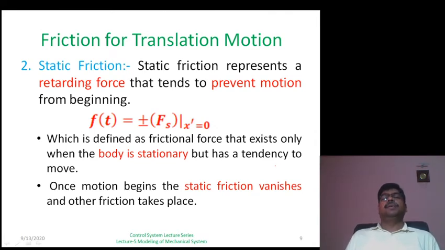Now, static friction. If anybody wants to change the position from static to dynamic, what happens? There will be a retarding force that will prevent its motion from the beginning. So F(t) equals plus or minus Fs, when x dash, that is dx upon dt, equals 0. This force will appear only in the stationary state, when the body is stationary. Once a body starts moving, this force disappears. But the direction may differ: if it is static, the force direction will be different from the earlier; if it is dynamic, then the force will stop it. So that is the static friction.